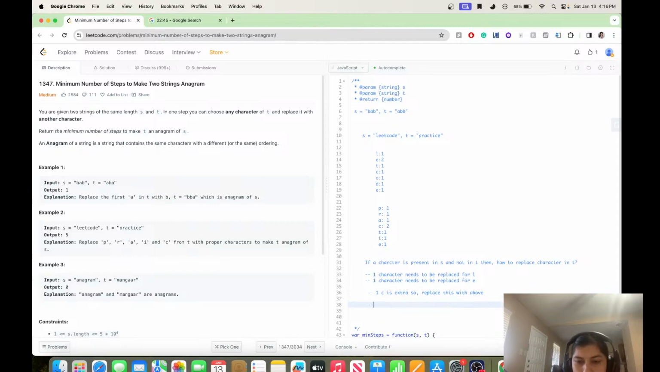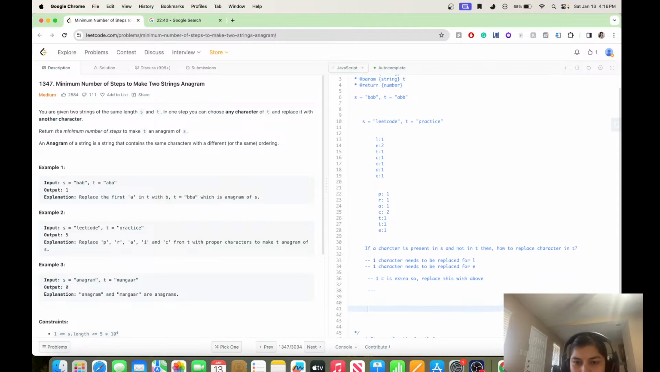Above, right? And so what I'm also thinking at the same time is, do I just need to know which character to add? I don't know. Let's find out. So we will find out this one as well.